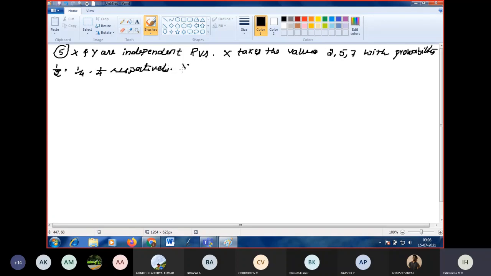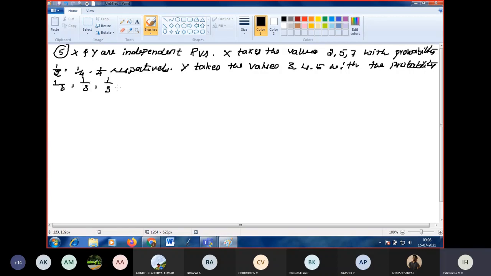Next, Y takes the values 3, 4, 5 with the probability 1 by 3, 1 by 3, 1 by 3.